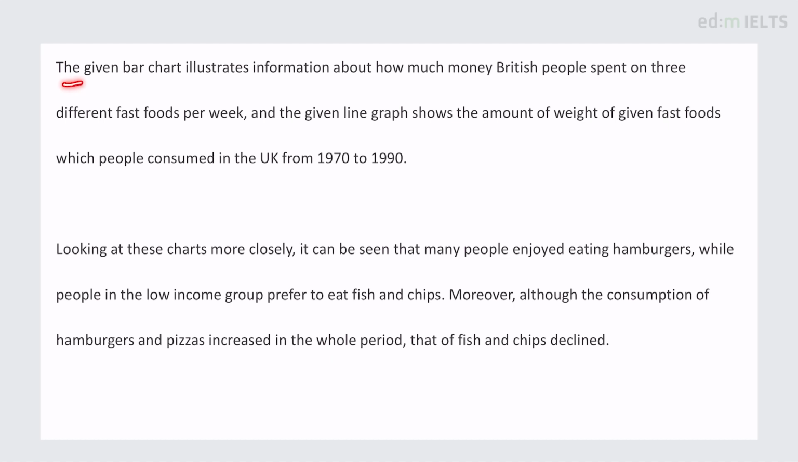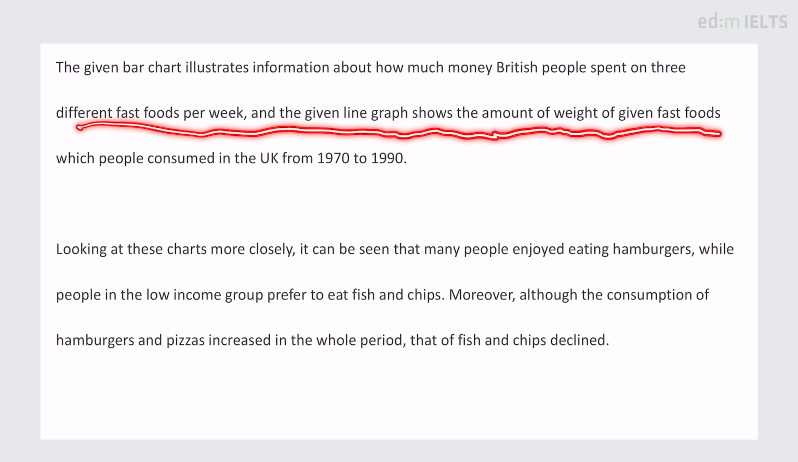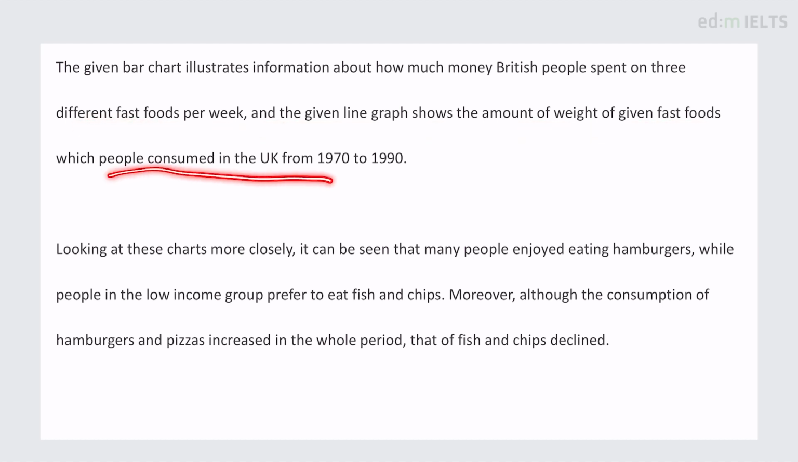So the introduction: the given bar chart illustrates information about how much money British people spent on 3 different fast foods per week, and the given line graph shows the amount of weight of given fast foods which people consumed in the UK from 1970 to 1990.